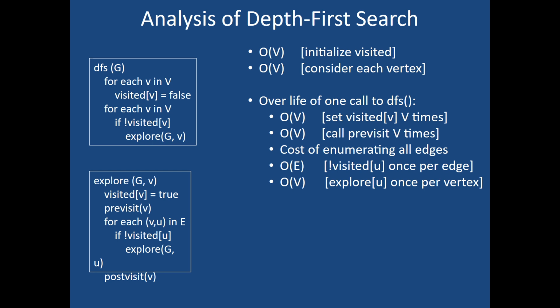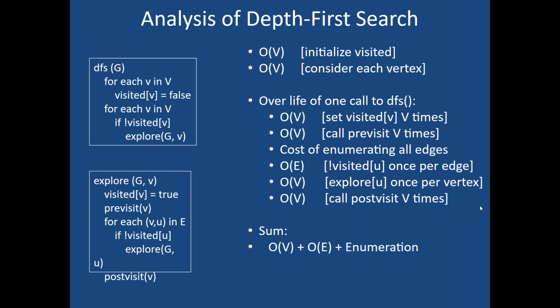So all that's undefined up here is the cost of enumerating all the edges, because there's some cost in identifying all the edges that come out of the vertex. So what does that cost? Let's come back to that. Let's add everything up. Oh, post-visit we call V times. I forgot about that one. So we add all those things up. We get O of V plus O of E plus whatever the cost of enumerating all the edges is. There's some data structure we've got to go into to find the edges. We didn't really account for that cost. We accounted for everything else. So let's stop here. Let's not worry about the cost of enumerating all the edges.